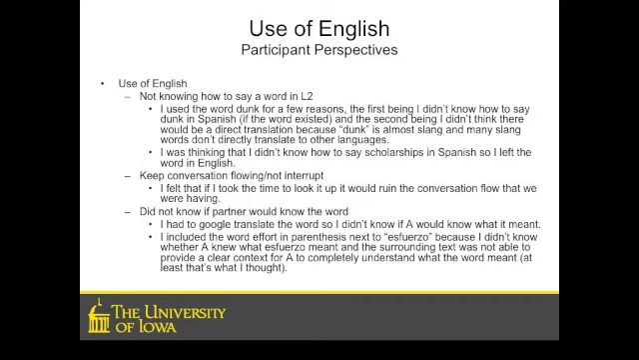Participants commented on their use of English in the following ways. First, they said they used English because they didn't know how to say a word in the L2. Another reason was to keep the conversation flowing and not interrupt. One participant said, "I felt that if I took the time to look it up, it would ruin the conversation flow that we were having." The final reason is a bit different, in that the participants explained that they used English because they didn't know if their partner would know the word. One participant even said, "I used Google Translate to find the word, so I didn't think my partner would know what it meant either."